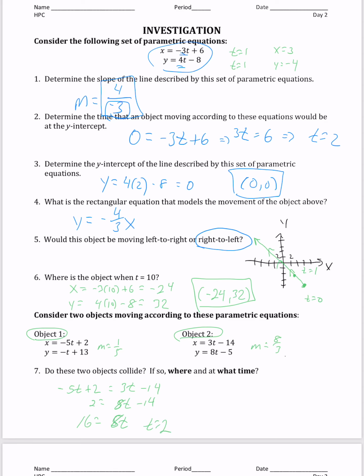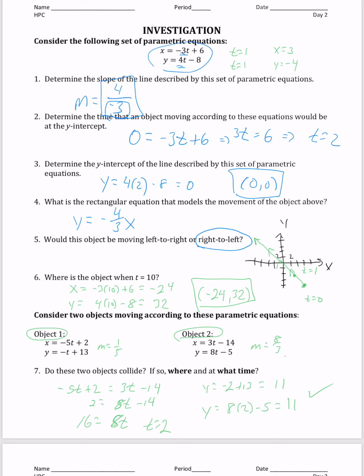So now if I plug t equals 2 into both of the y equations and get exactly the same y value, I know that they will collide or hit at exactly the same time. So let's plug t equals 2 into the first one. So that would be y equals -2 plus 13, which is 11. And in the second one, y equals 8 times 2 minus 5, which is 16 minus 5, which is also 11. They hit at exactly the same time.